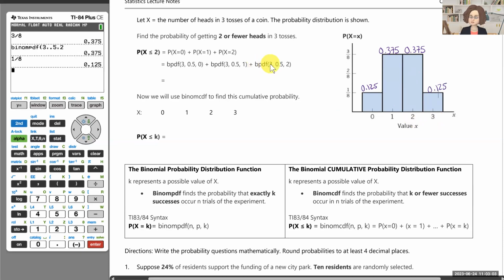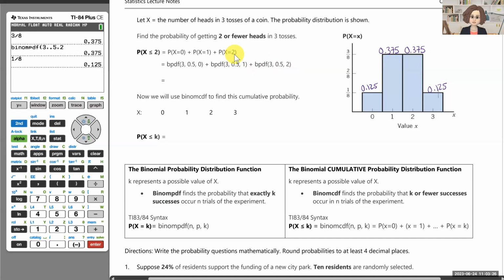All right, and then we learned rather than doing the tree diagram, we could use our binomial PDF function, and I'm going to just write that right here. The probability of getting 2 heads, we did binomial PDF 3, 0.5 and 2. So it was N, P, and this value we identify as K, X equals K.